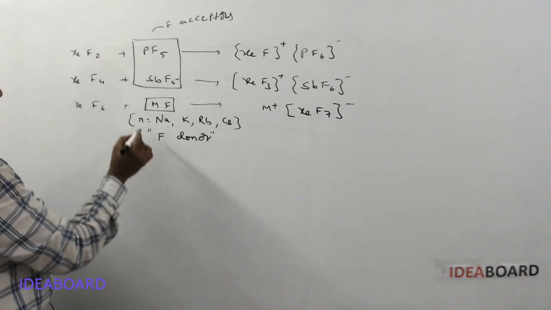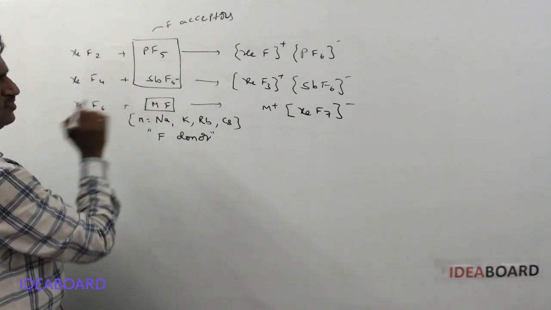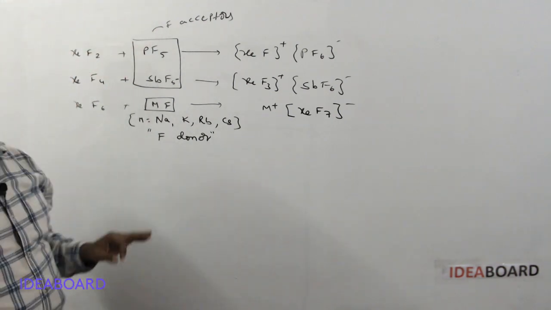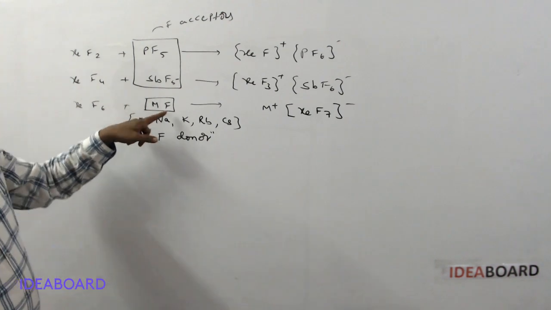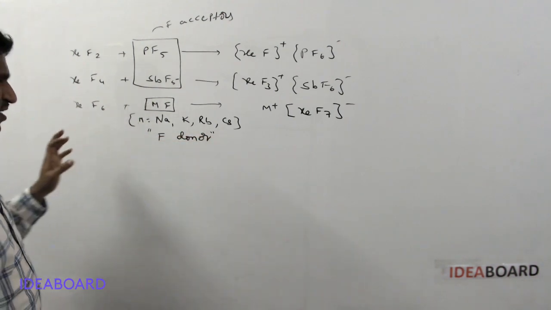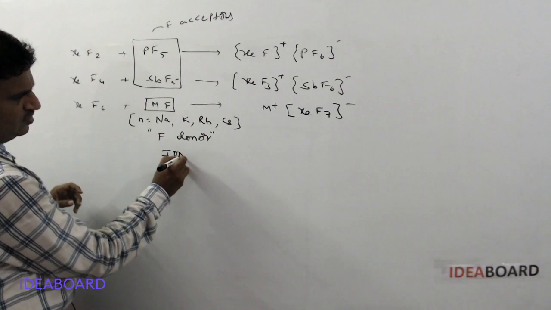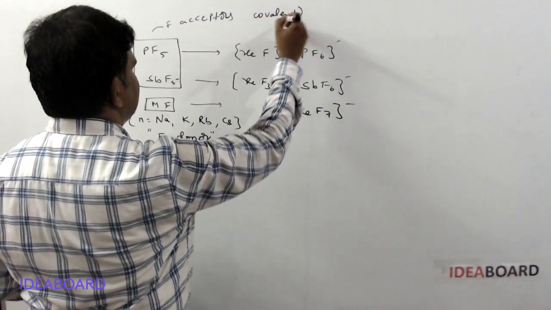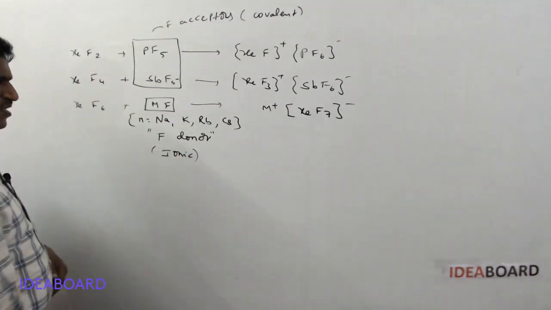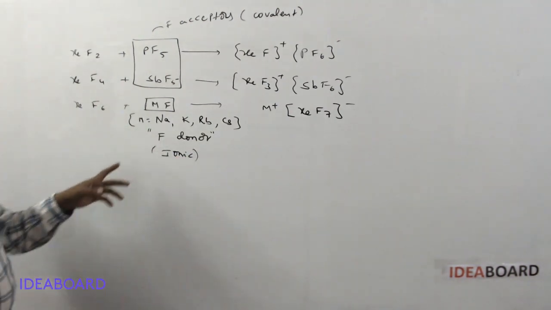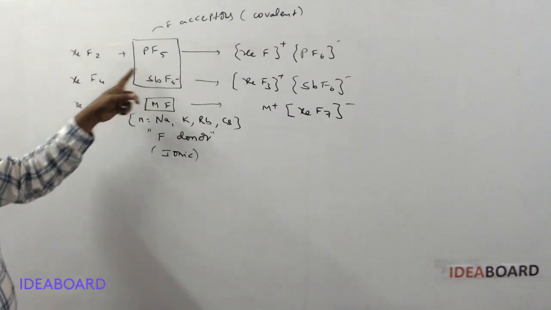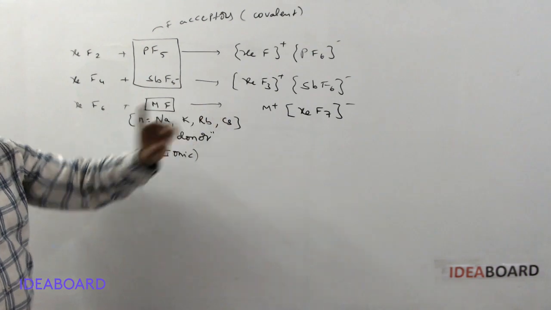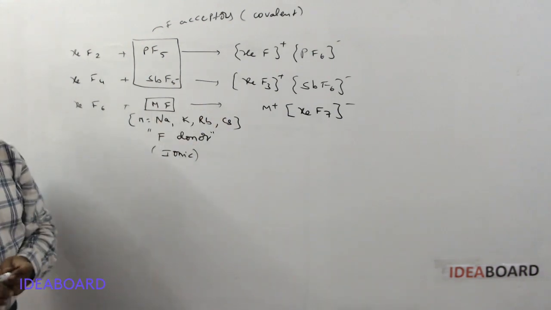And here, why is this a fluoride acceptor and why is this a fluoride donor? Simply remember PF5, SbF5 are covalent compounds, whereas metal fluorides are ionic in nature. These are ionic in nature, whereas these are covalent. That is the simple and easiest reason, the best reason. The covalent compounds act as fluoride acceptors, and the ionic compound here acts as a fluoride donor.